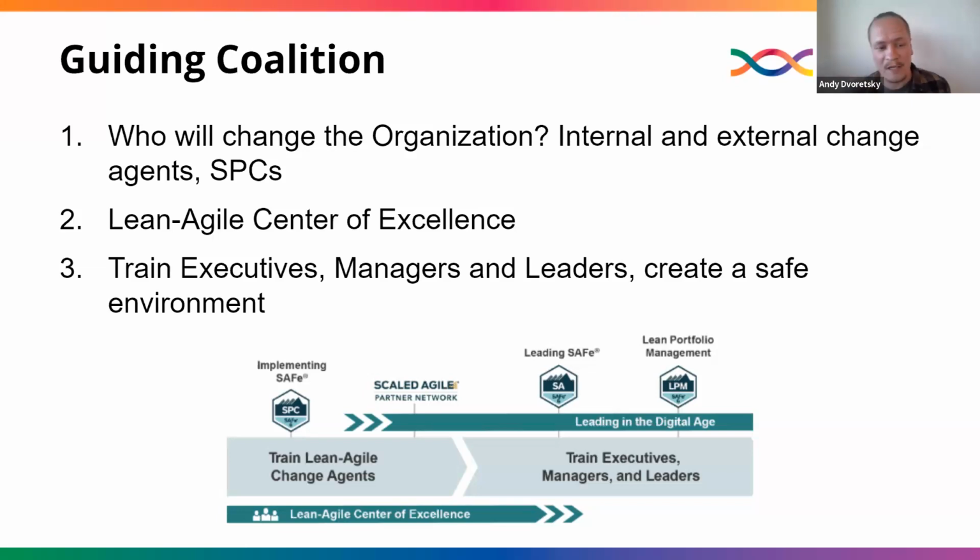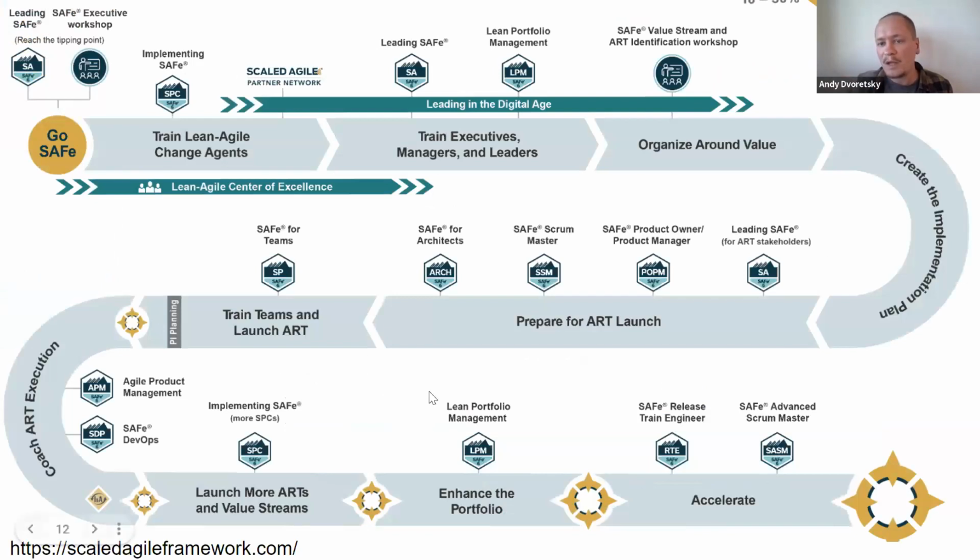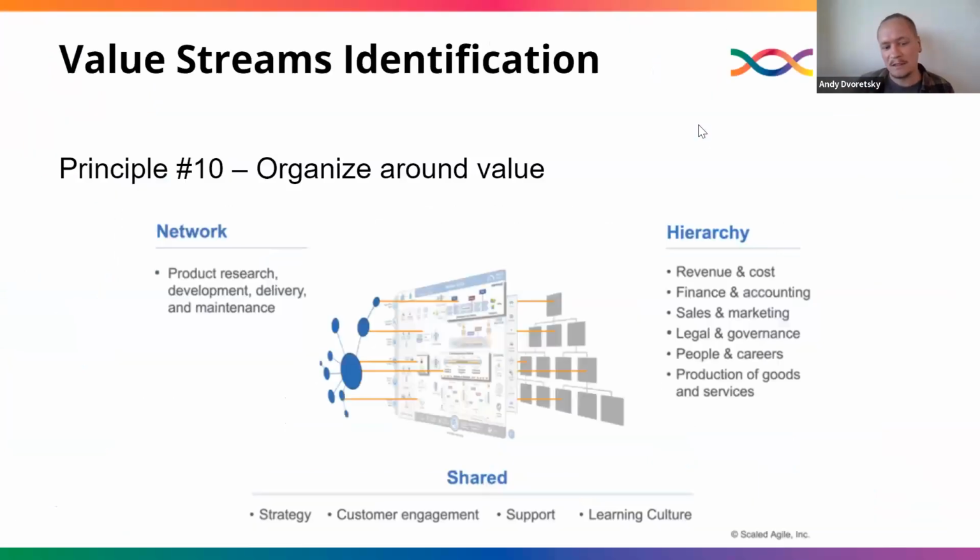And we try to create a safe environment for them so that they are eager to change and they are happy to change, and they have a vision of their own and a good place in the new world, right? After we created this guiding coalition, the next important step here is to actually organize around value. Let's discuss it in a little bit more detail.